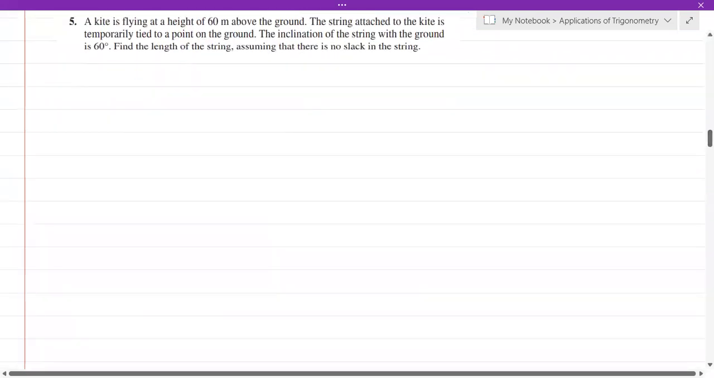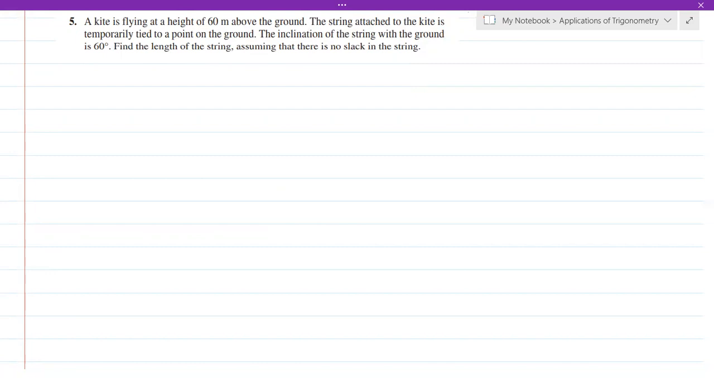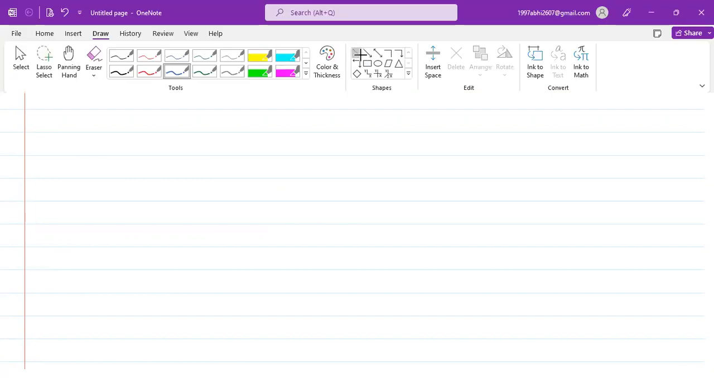So here we have got a kite which is flying at a height of 60 meter above the ground. The string attached to the kite is temporarily tied to a point on the ground. The inclination of the string with the ground is 60 degree. Find the length of the string, assuming that there is no slack in the string. There is no slack in the sense the string is very stiff or very tight.